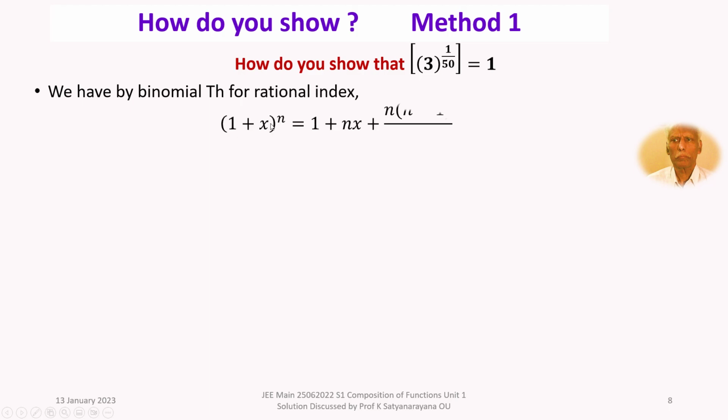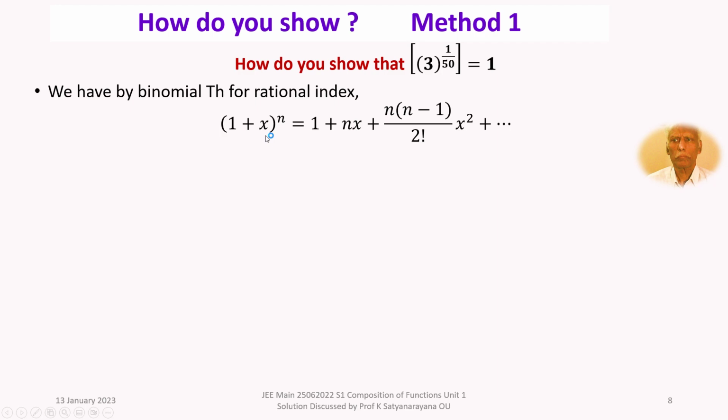That is (1 plus x) whole power n is equal to 1 plus nx plus n into n minus 1 by 2 factorial into x square plus so on and so forth, where x is any real number, n is a rational number we have considered. That is why we have written nx, n into n minus 1 by 2 factorial into x square, plus so on and so forth. We have not written nC1 and nC2. Why? Because it is a rational index. n is a rational number, therefore we write like this only.